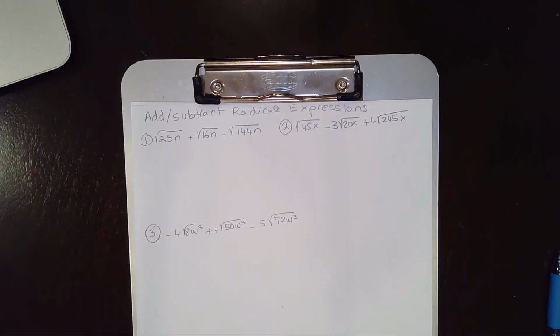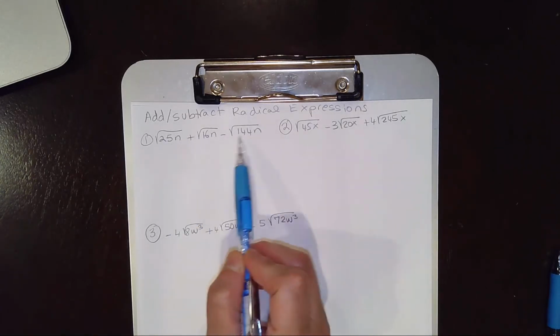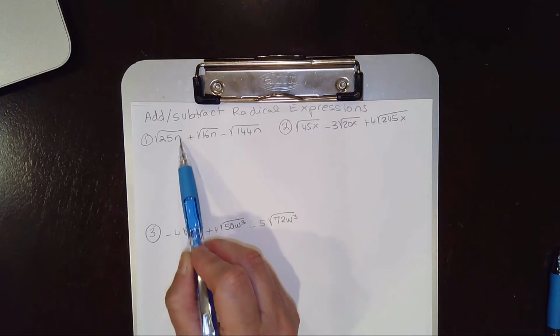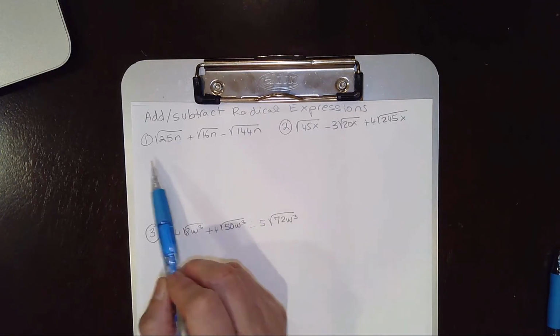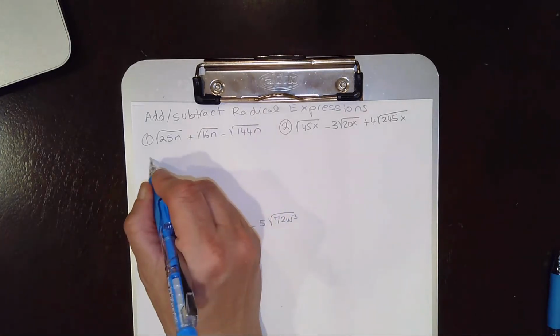Okay, so we are asked to add and subtract radical expressions. The first example, we have the square root of 25n plus the square root of 16n minus the square root of 144n. Now, if you recall in class, in order for us to add radicals, we need to have like radicals, which means the radicand has to be exactly the same. We don't have that case here. But if you notice, what you have, you can try to simplify.